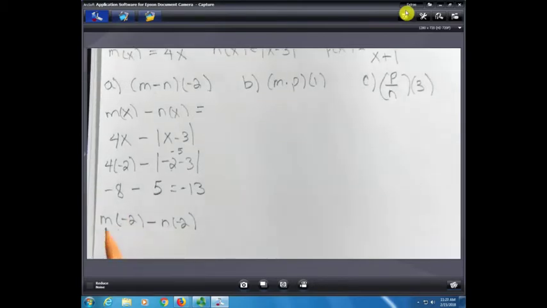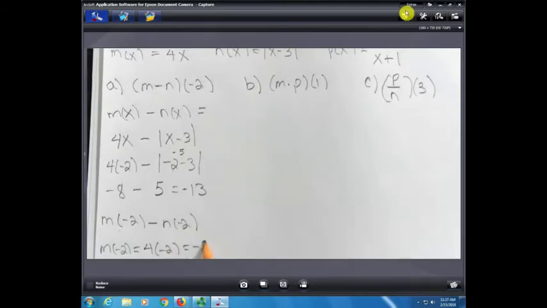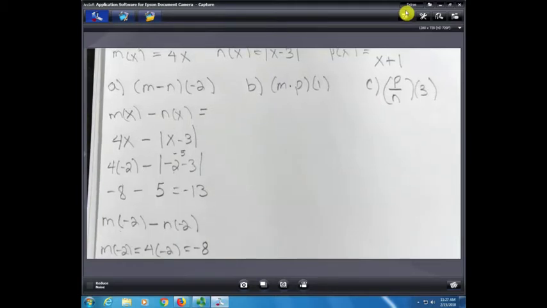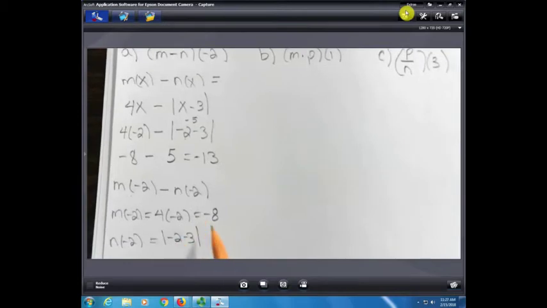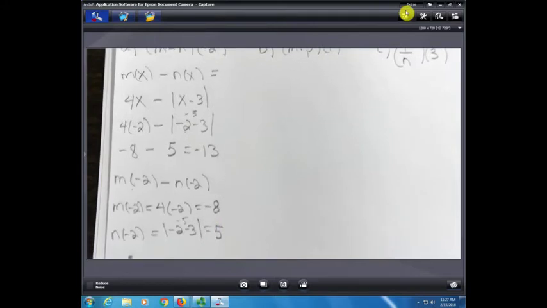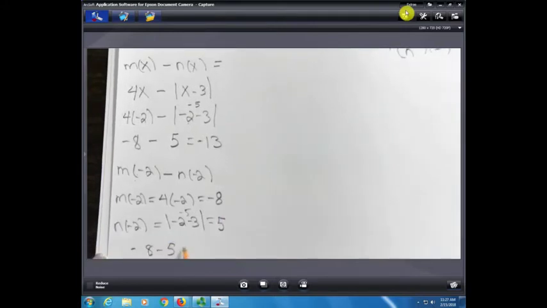So m of negative 2 is 4 times negative 2, which is negative 8. And then n of negative 2 is negative 2 minus 3, absolute value. That's negative 5, and the absolute value of it is 5. And then I can subtract these two answers. So I can do it this way as well.